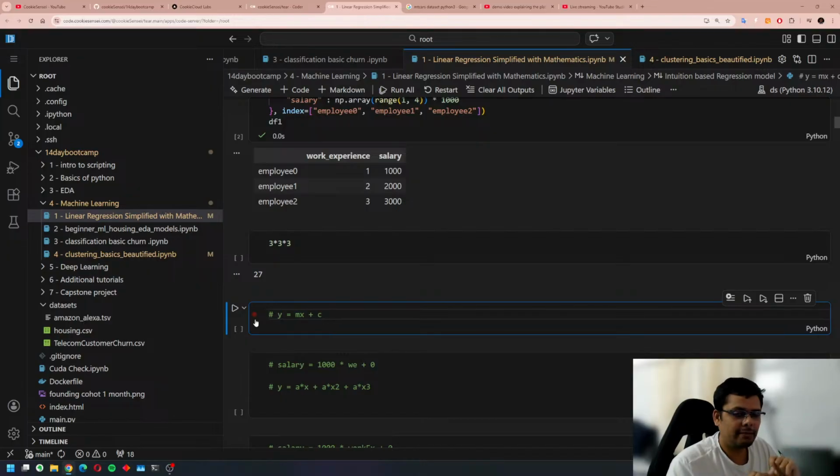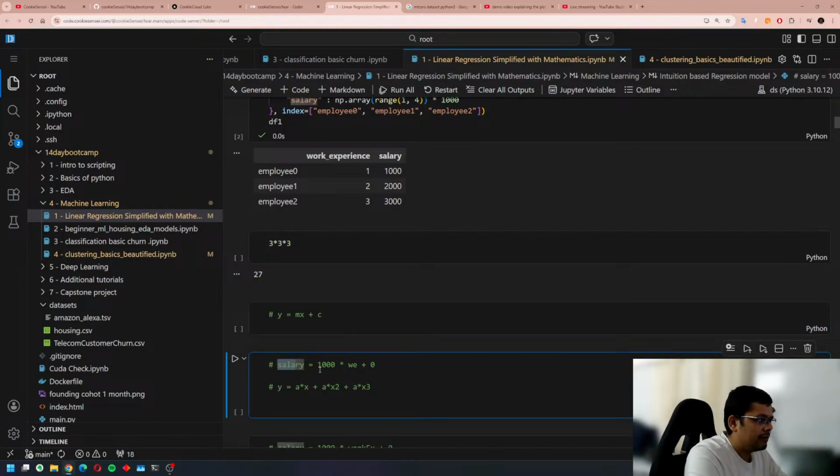Model is just the mathematical equation. Model is fed data. So take a look: salary equals 1,000 times work experience. Work experience and salary are the data where work experience determines your salary. So work experience is the feature set. Salary is your dependent column, or something to predict. So we are going to predict salary with respect to work experience. You increase work experience, salary increases. You decrease work experience, salary decreases.